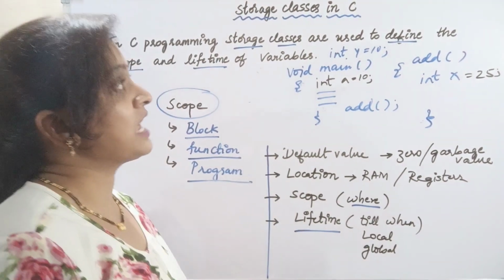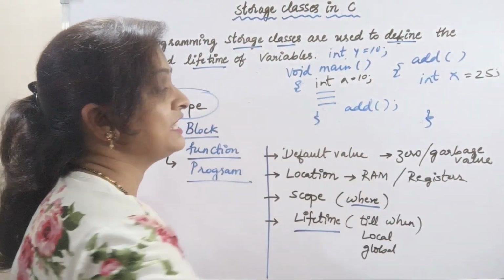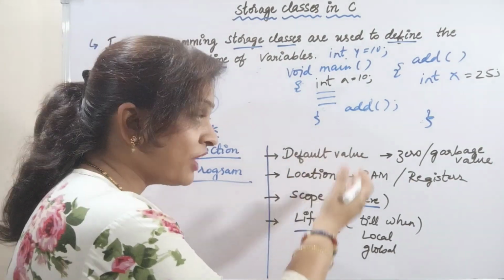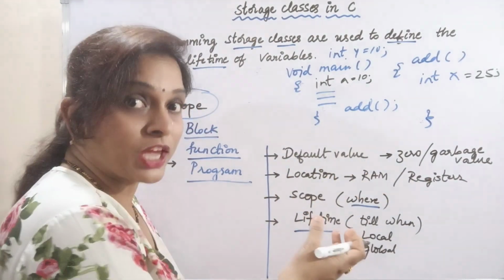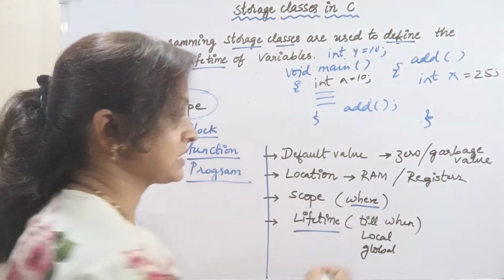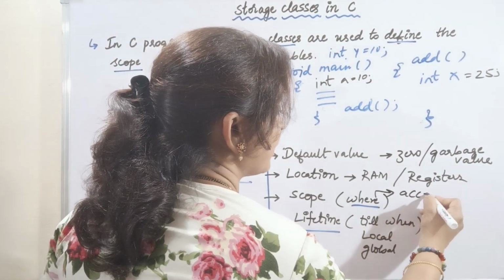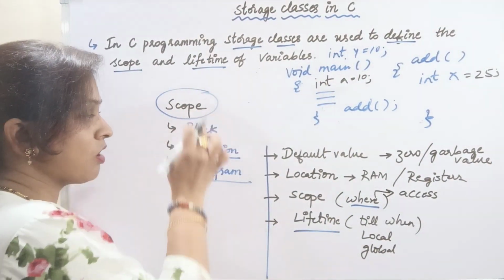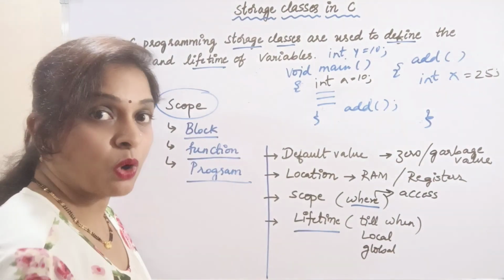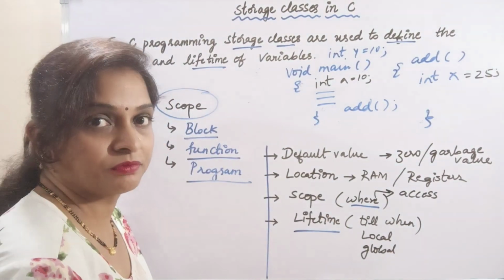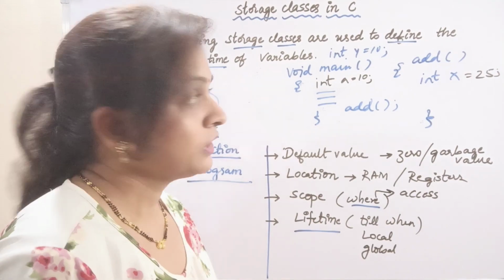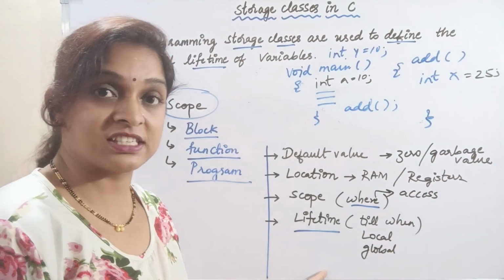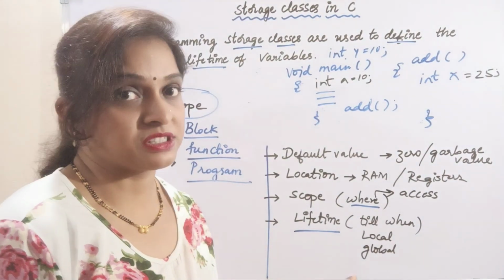So storage classes talk about all these things. They talk about what default value it should store, where it is stored, that is the location, and from where I can access it: inside the scope, meaning inside the block, inside the function or throughout the program, and the lifetime of the variable. So here we are talking about storage classes, which consider all these things. How can we use this?